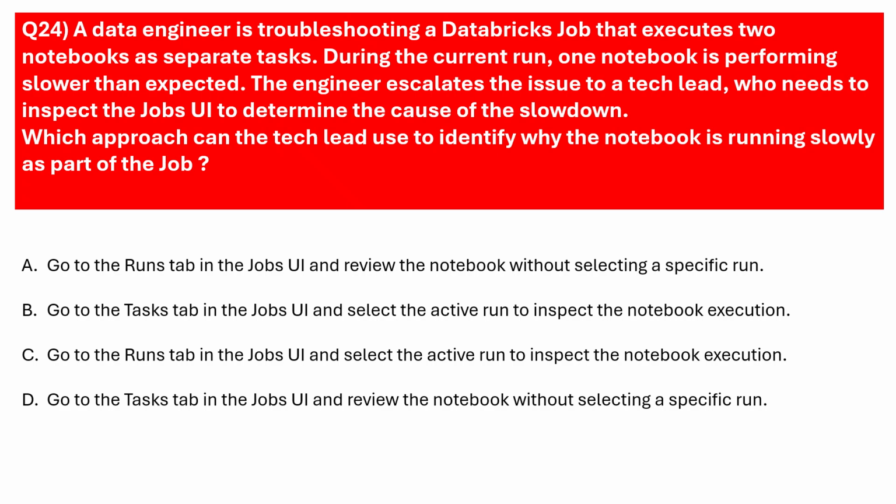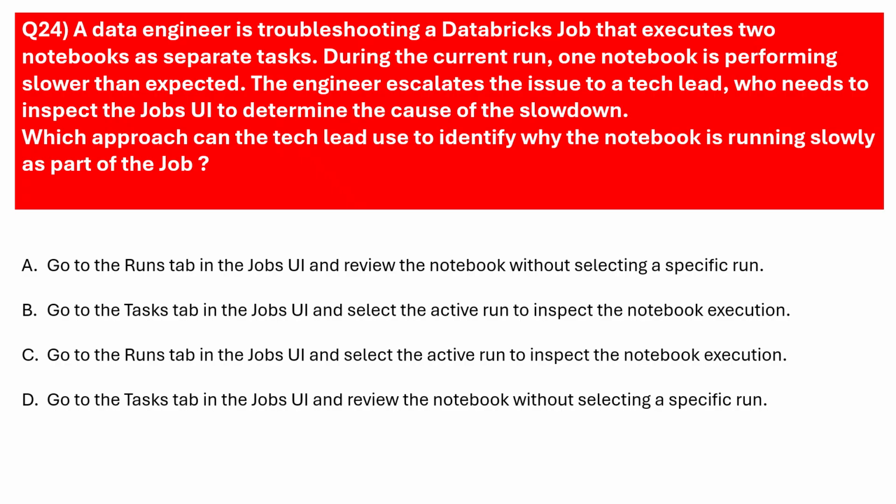Q24. A data engineer is troubleshooting a Databricks job that executes two notebooks as separate tasks. During the current run, one notebook is performing slower than expected. The engineer escalates the issue to a tech lead, who needs to inspect the job's UI to determine the cause of the slowdown.